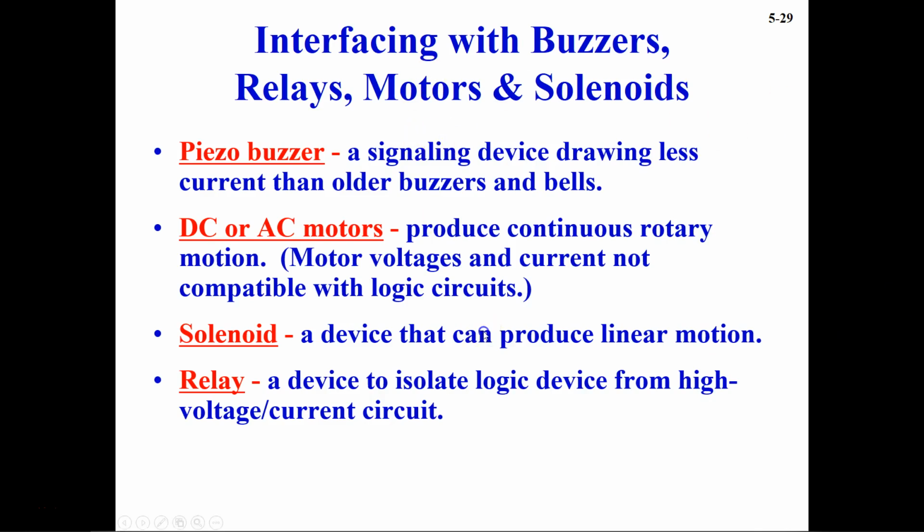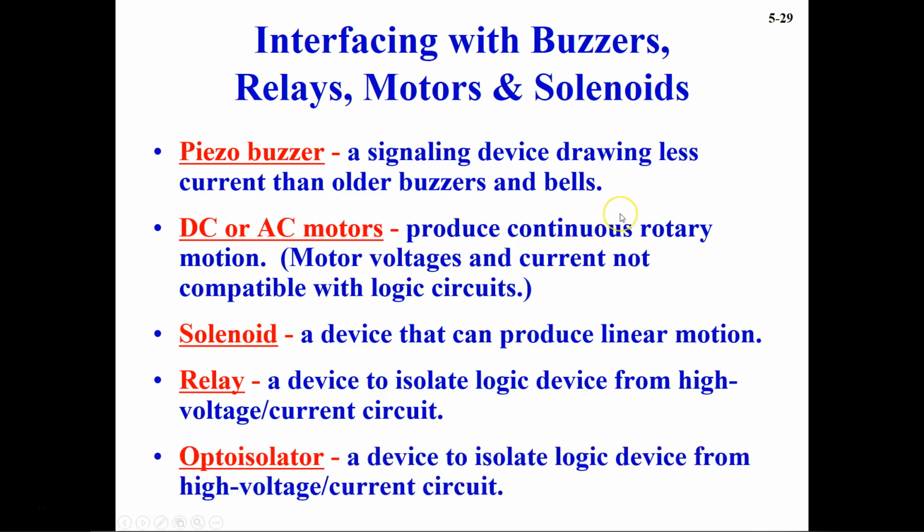So that was the relay. And then we have the opto-isolator, a device to isolate a logic device from a high voltage or current circuit. So actually these two both are relays. The opto-isolator is also a type of relay. This is a solid state type of relay, which is a more modern type of relay. And so we're going to see all of these and their interfacing circuits next.